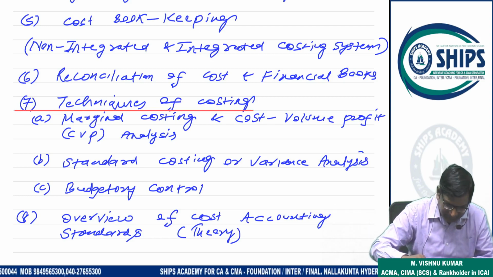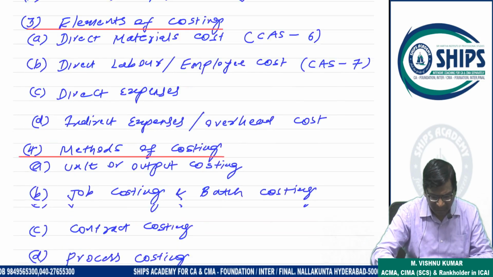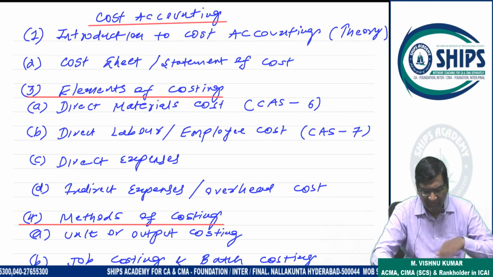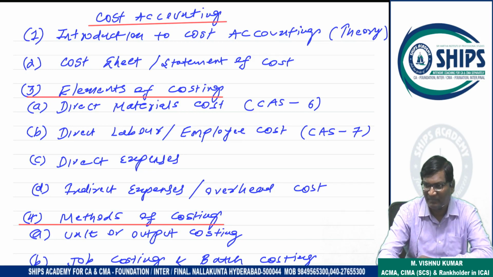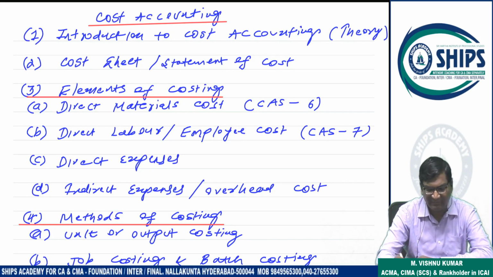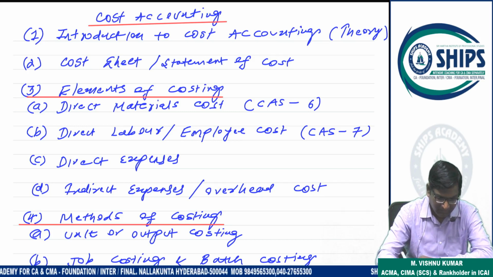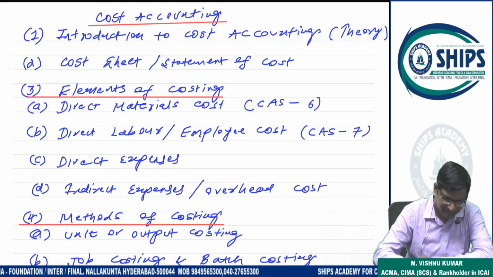So this is your syllabus for group 1 cost accounting paper. So here all students are new syllabus students only. So this is your syllabus. Okay, so you have to note down the syllabus first. Note this.